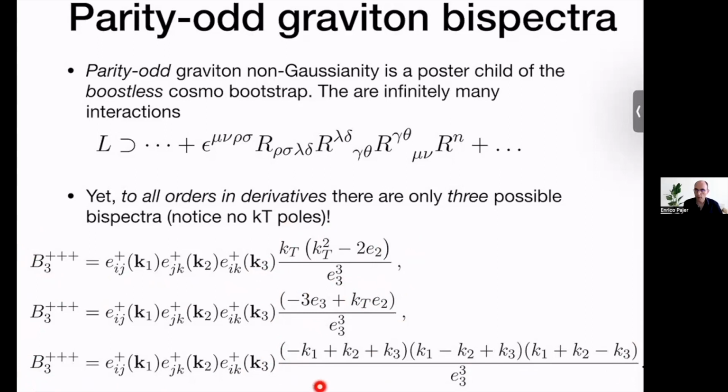I like this example. It's a poster child of the approach because from a Lagrangian, it would have been hard to find this result, and in fact, it wasn't known. None of the shapes was known before, and it wasn't known that there were only 3. The Lagrangian is infinitely degenerate in this case, as far as this observable is concerned.